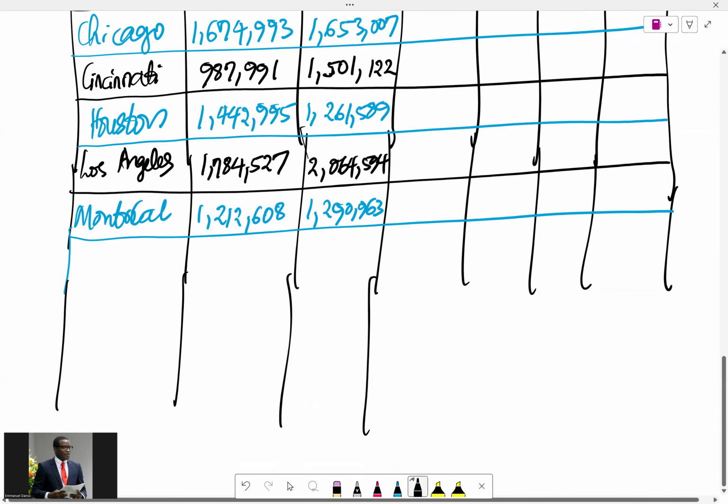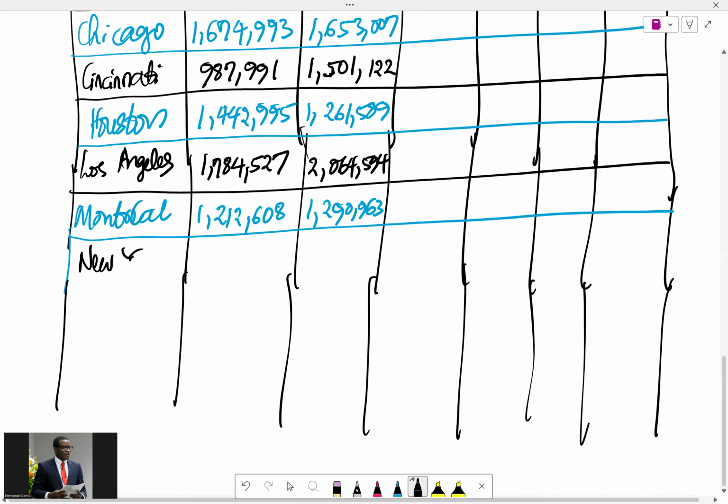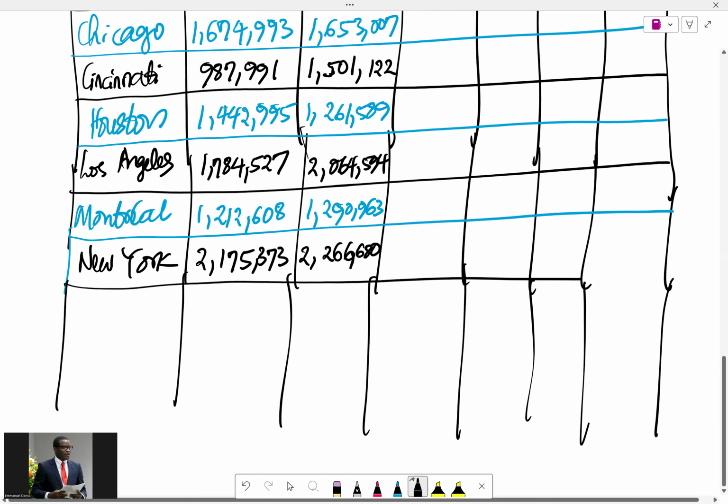New York, we have for 1969, 2,175,373. And then for 1971, it was 2,266,680. Okay. And then we have the next one, which is Philadelphia.